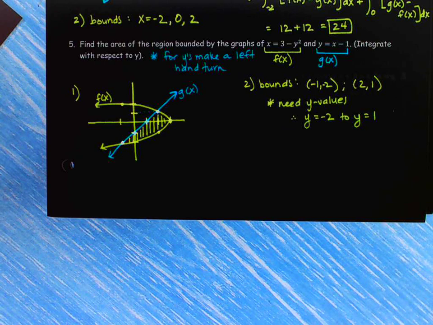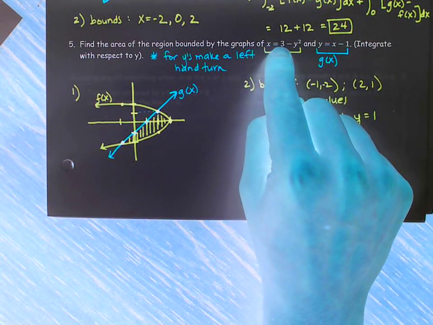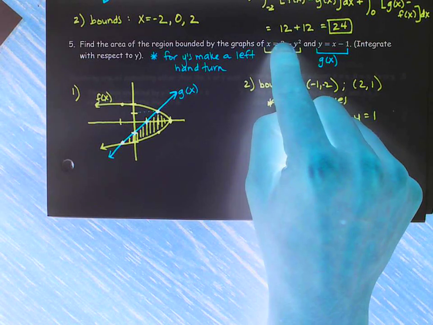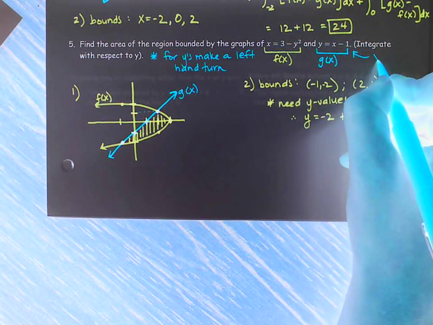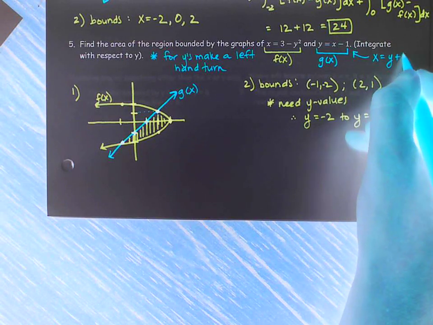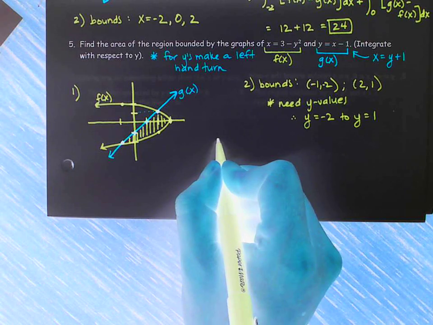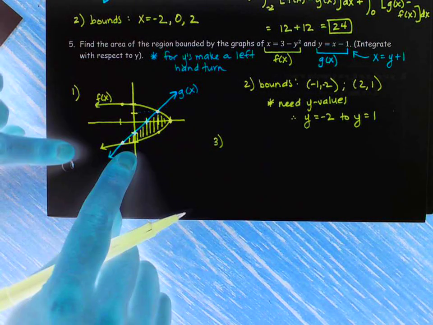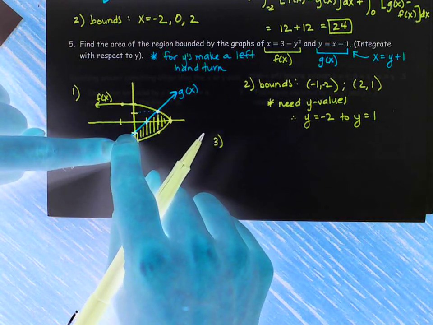Now, if we're going to do everything with respect to y, that means my equations are going to need to be in the form of x equals. And you'll notice this thing here is already x equals 3 minus y squared because I need the y stuff in my integral. Well, I'm going to rewrite this one really fast, and I can isolate that x really easily, and I'll have y plus 1. So now when I go to write my integral expression, I can do this all in one piece, because remember, when I turn this sideways, this is clearly my top, this is clearly my bottom, okay?